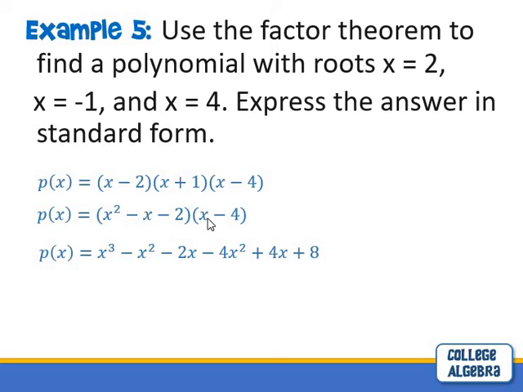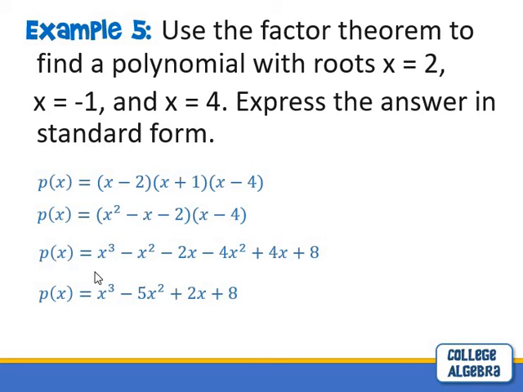I've done x times all three terms. So x times x squared gives me x to the third. x times negative x gives me negative x squared. And then x times negative 2 gives me negative 2x. And then I move on to the next one, negative 4 times all three terms. So I get negative 4x squared, and then negative 4 times negative x will give me plus 4x, and then negative 2 times negative 4 gives me plus 8.